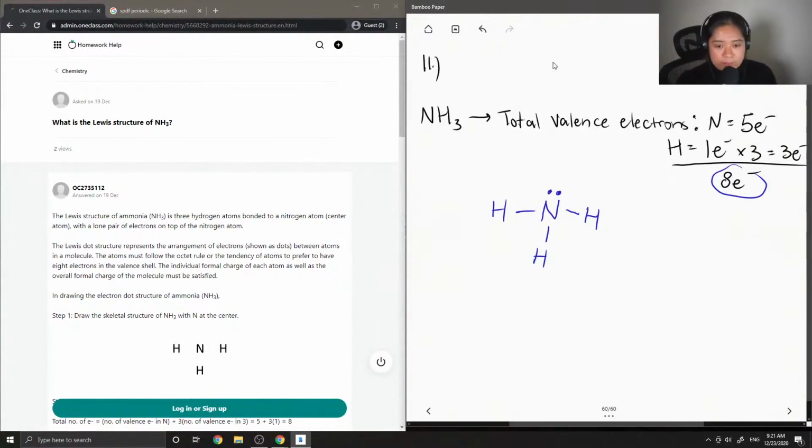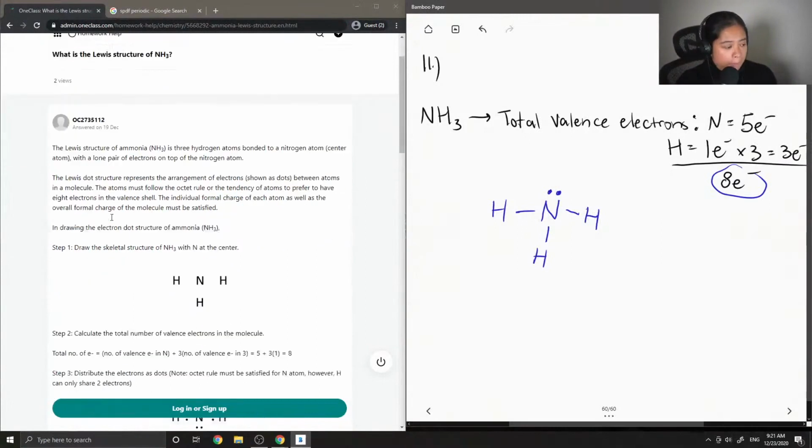Okay, so we have 8 electrons. Nitrogen has a total valence shell. So this is the Lewis structure of NH3.